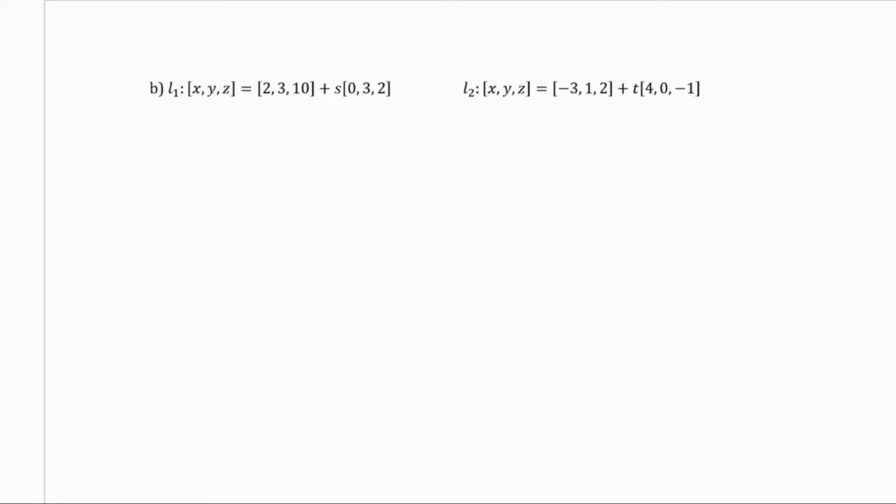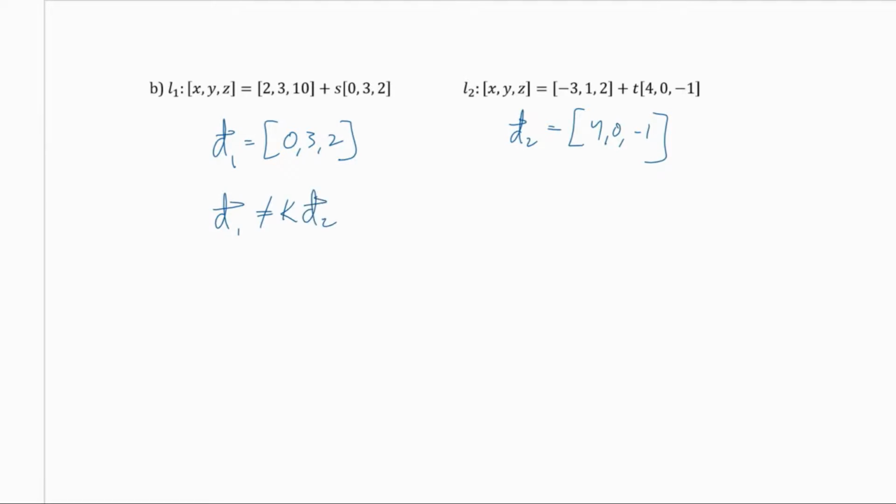All right, so I am going to start by just inspecting my direction vectors. 0, 3, 2. Direction vector 2 is 4, 0, negative 1, not scalar multiples of each other. So they're not parallel. Okay? If they're parallel, I can save myself some time, but in this case, they are not.